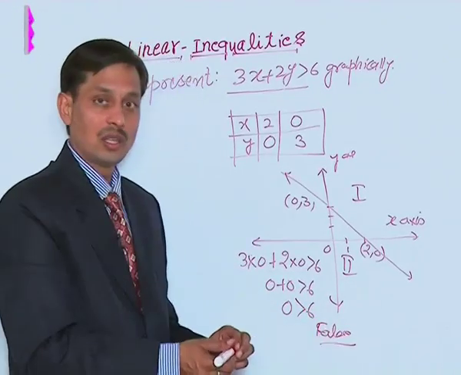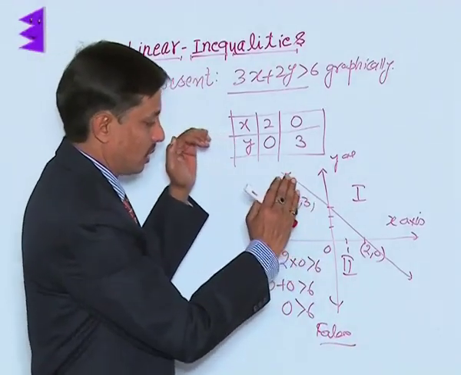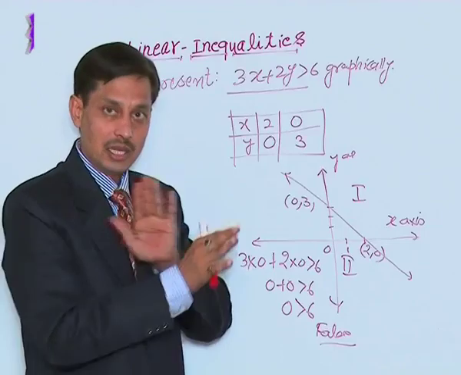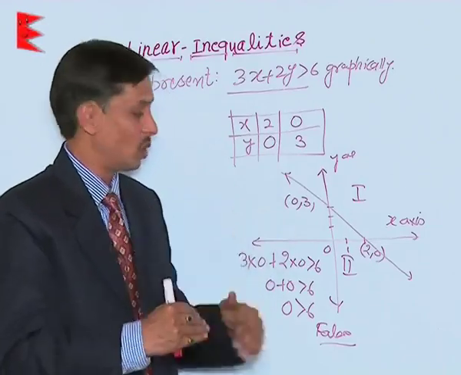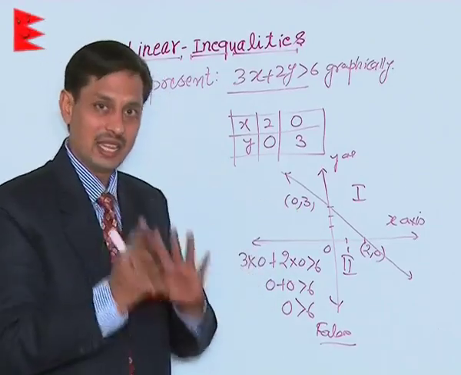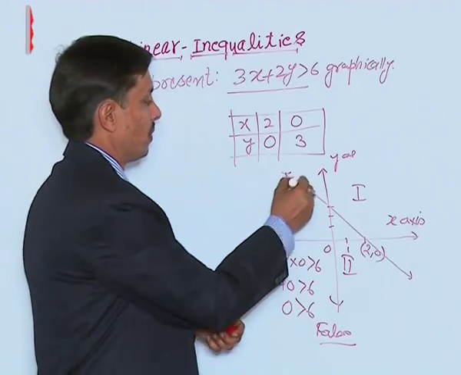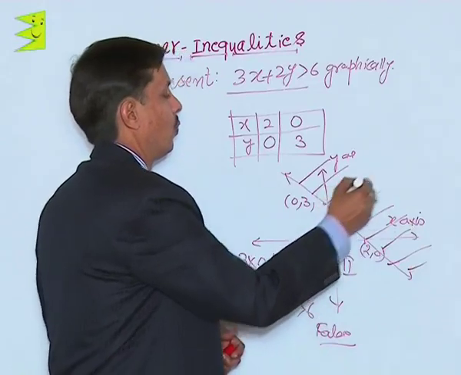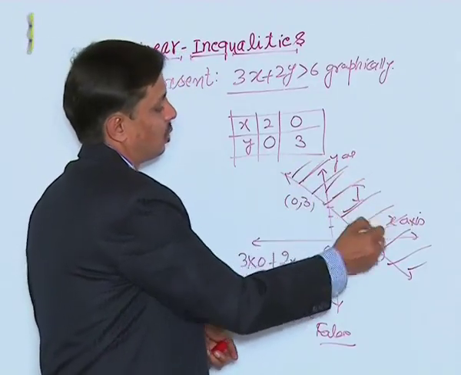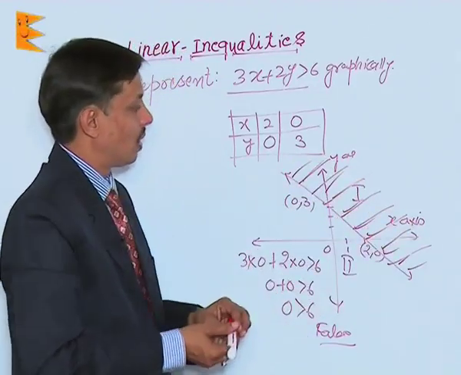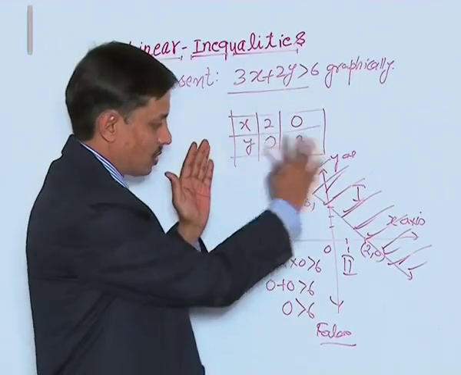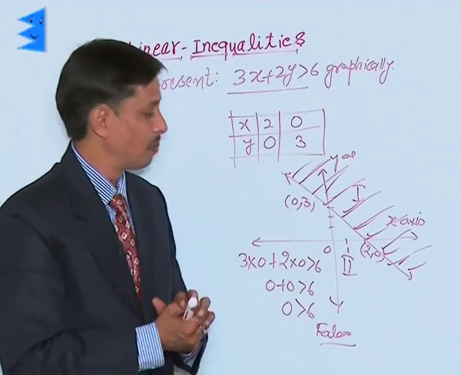If it is false, it means that the solution set of the inequality does not take the origin in its solution. So the solution set of this will go in the other half of the plane. So this is the way of representing any inequality in our xy plane.